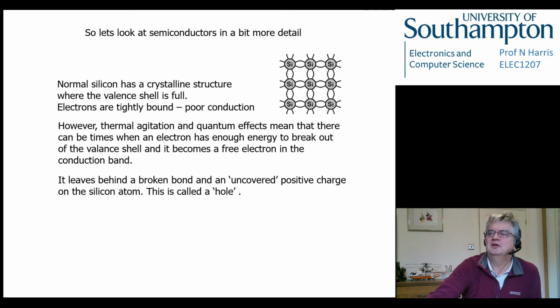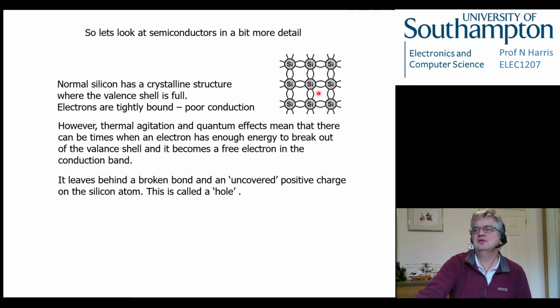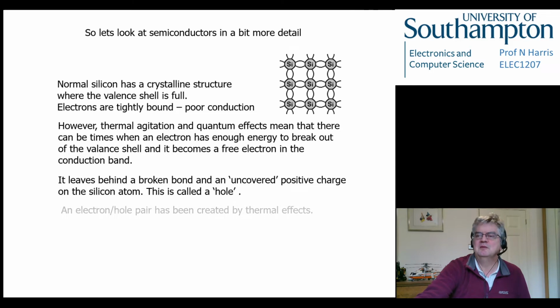It will leave behind a hole, because if the electron has escaped from this bond here, that bond is now broken, so it could in principle receive the electron back in again. If it loses energy, it could fall back into that and make it stable again. But if it doesn't, and for some reason moves away, what we've left is an uncovered positive charge in this atom, and it's a bit unhappy about that, so it's trying to attract an electron to fill the gap. This uncovered positive charge is called a hole, because it's a hole that an electron could fit into. So very imaginative, these physicists, when it comes to naming these things.